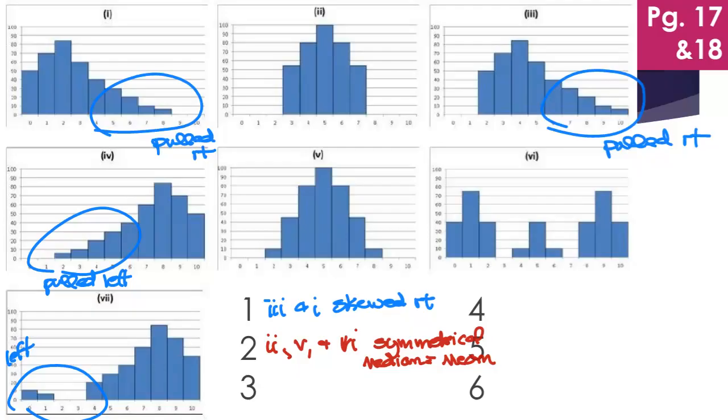All right, number 3, which histogram appears to have the smallest mean? The smallest mean. 6. 6, okay. Now here's 6 right here. This is 6. Does that have the smallest mean? Mean is your average.